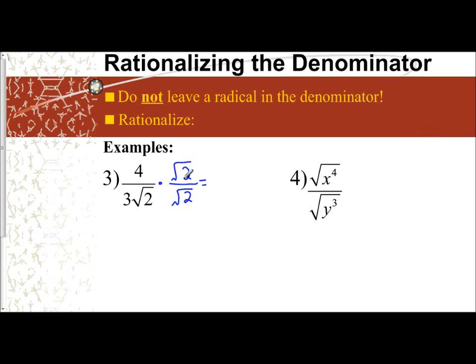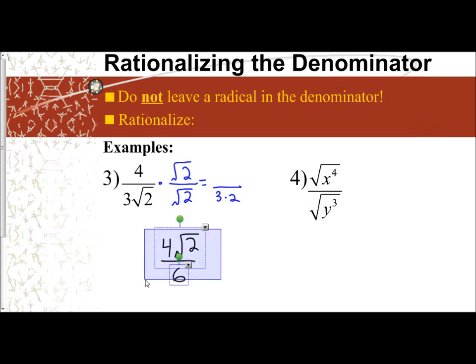And so multiply across the top, I get 4 times radical 2, so 4 radical 2. Now on the bottom, the radical is going to cancel. And so I'm going to get on the bottom 3 times 2, which is 6. So right now I have 4 radical 2 over 6.